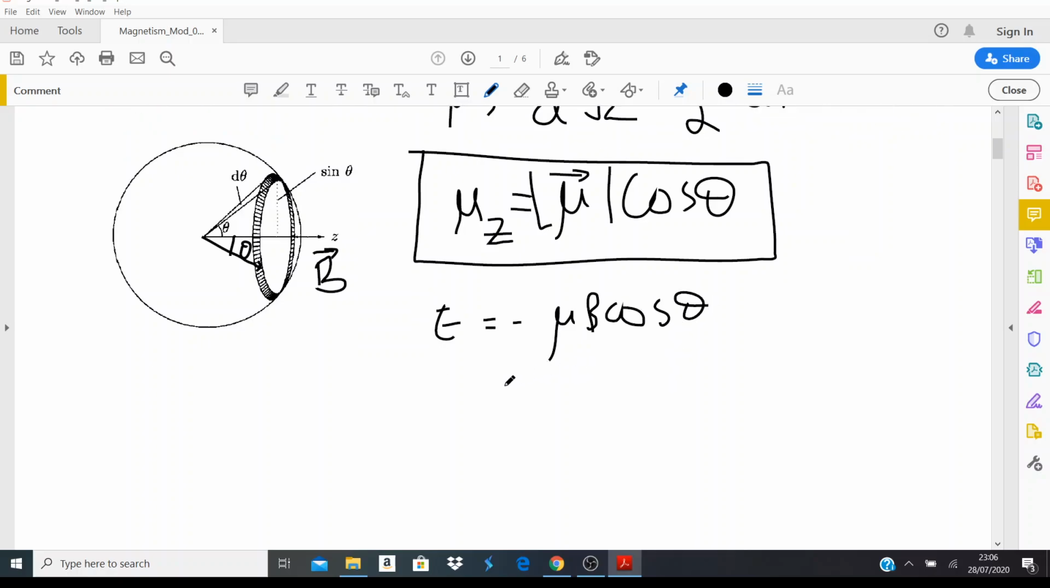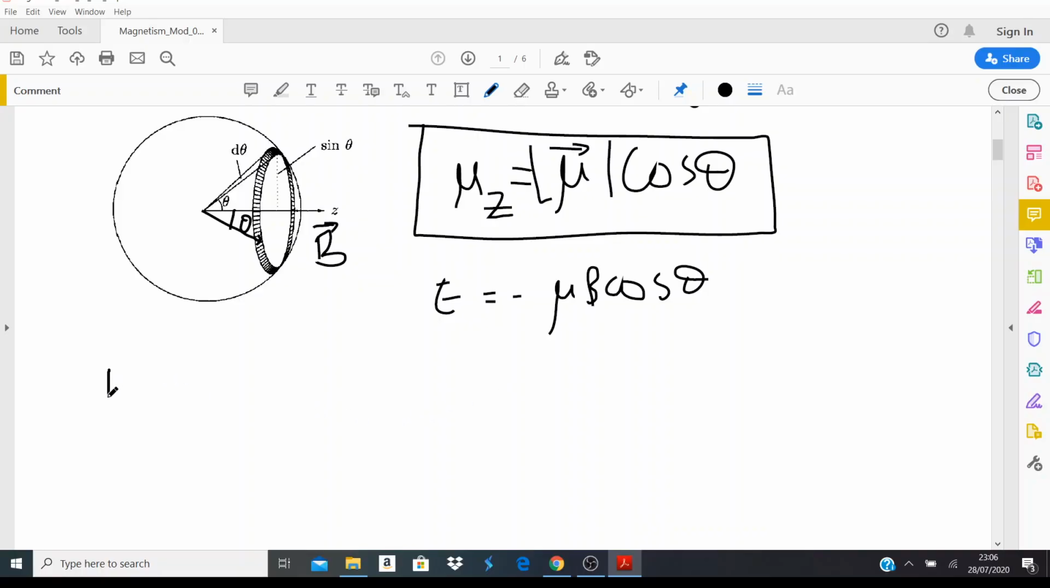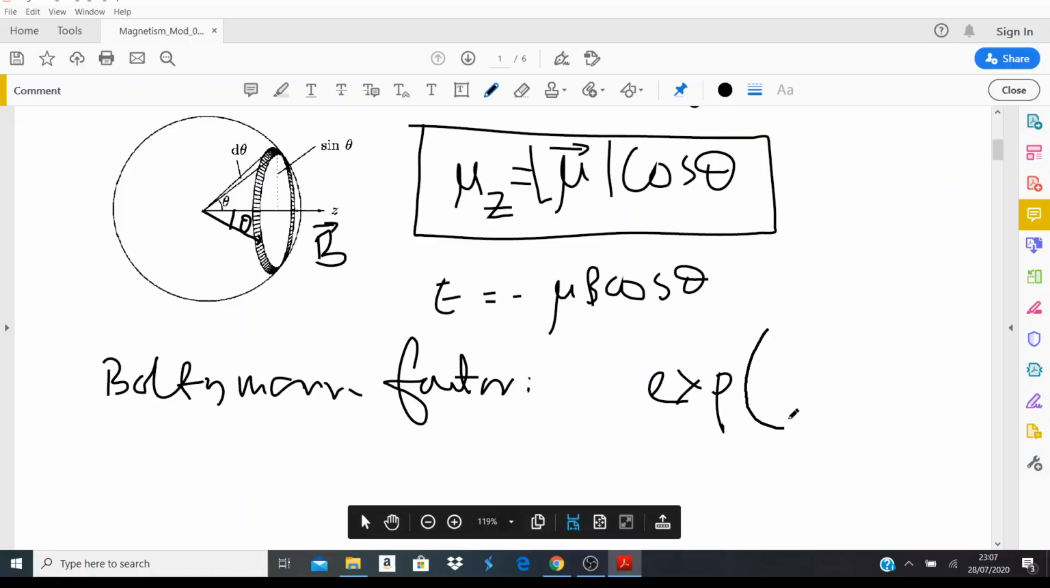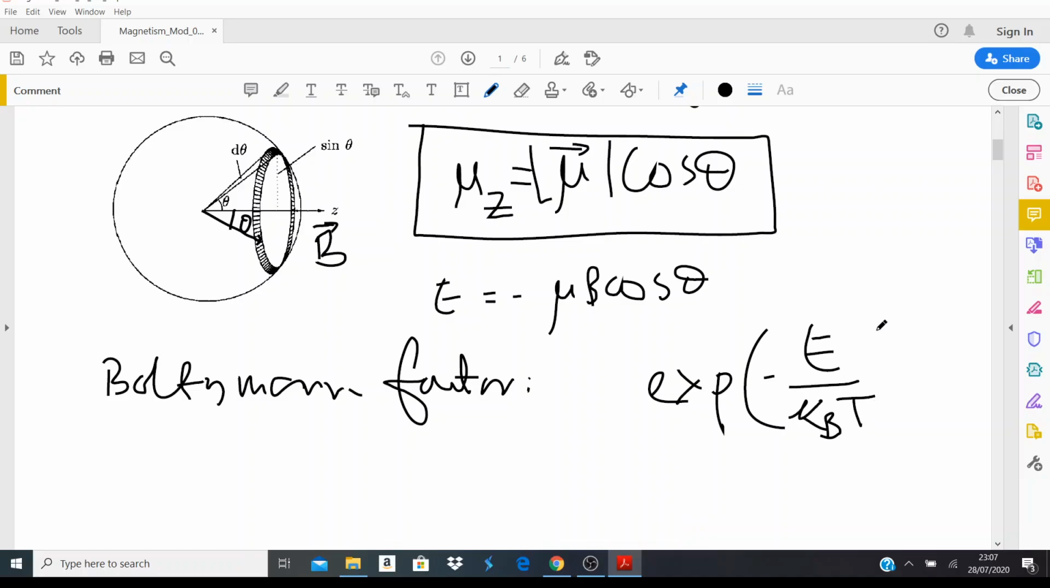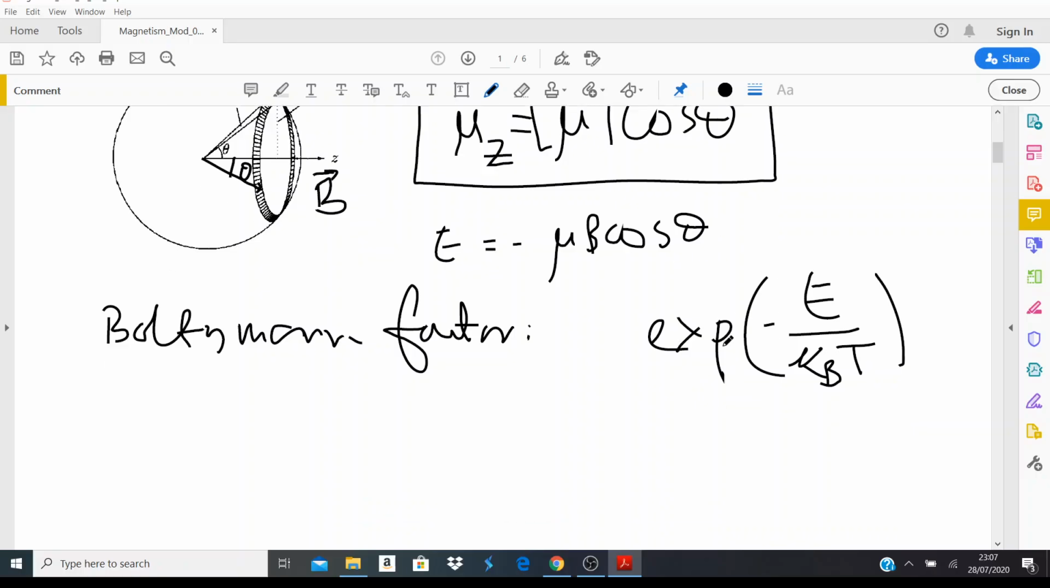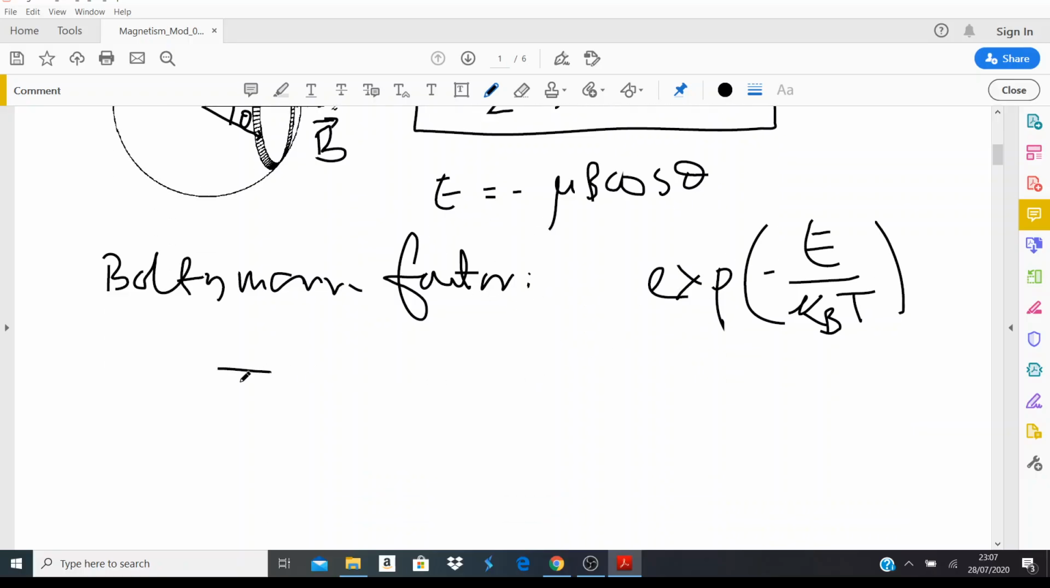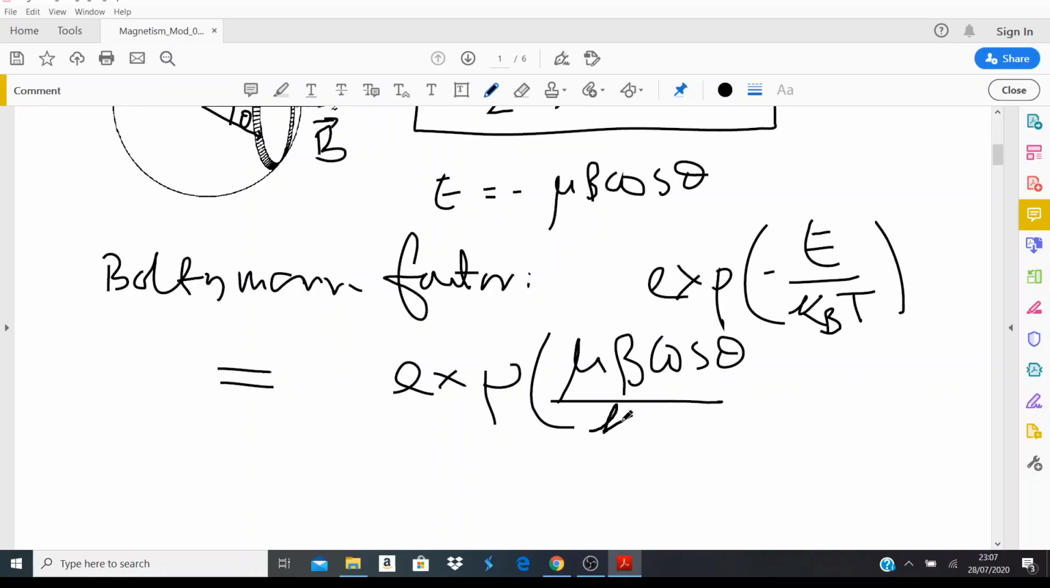And then we talked about this Boltzmann factor, right? The Boltzmann factor, which is the exponential of minus energy divided by Boltzmann constant times the temperature, right? And if you put the value of E, we showed that this Boltzmann factor is nothing but exponent, and this minus sign gets cancelled. We have mu B cos theta divided by kBT, right? So that's our Boltzmann factor.